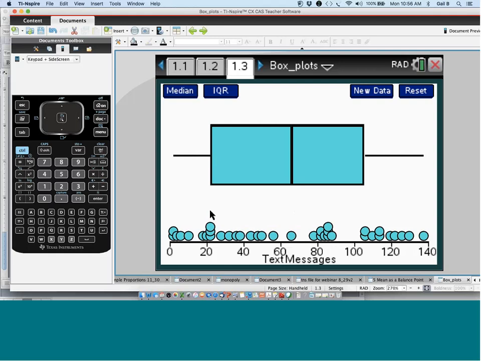Hopefully, after students work through this type of activity, they will not rely on the box plot for the shape of the distribution. That's not to say that a box plot isn't really important, because in the cases that Robin was showing you from the AP exam, box plots are an excellent way to compare data sets. And they're also a good way to find out if we have outliers.